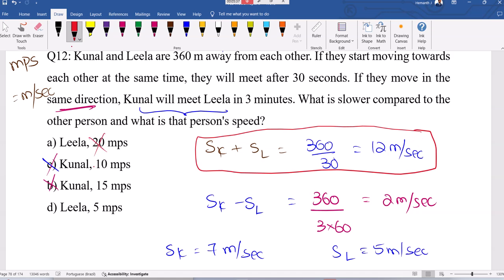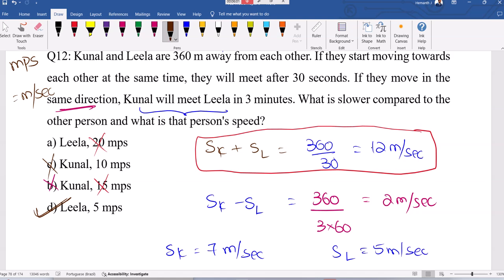Here 20: one person alone 20 is not possible, since adding together is 12. Here one person alone 15 is not possible. That too they're asking for the lower person. If the lower person is 10, then the higher person should be more than 10. 10 plus more than 10 should not give 12, no? So that's what at least we can sense.